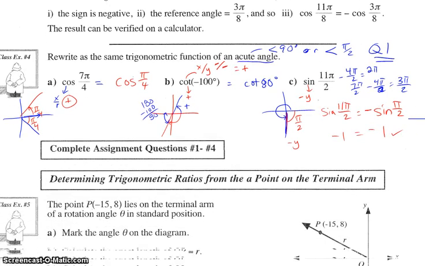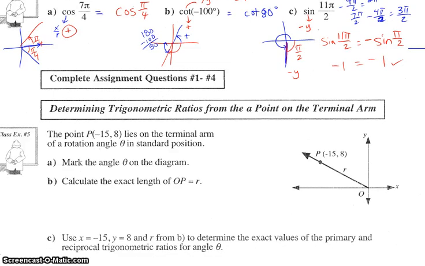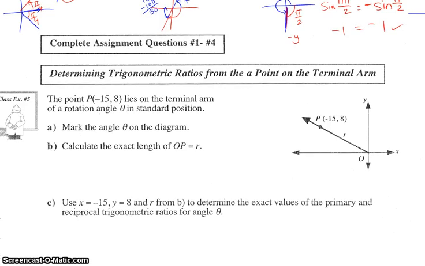Let's take a look at a more typical diploma type question: determining trig ratios from the point on the terminal arm. Yes, these are common. You need to know how to do these for sure. The point (-15, 8) lies on the terminal arm of a rotation angle in standard position. So there's our point. They drew this for us, all nice. Mark the angle theta.